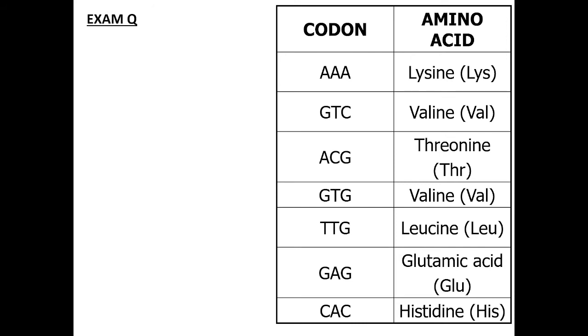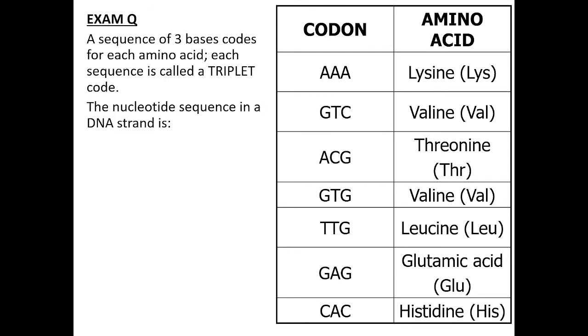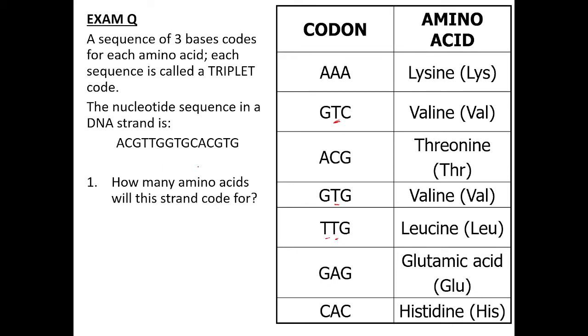So, exam questions. Let's imagine our DNA strand is ACG, TTG, GTG, CAC, GTG. Notice how this codon here has the T's, so we must be referring to the DNA strand, not the messenger RNA right now. So if you had that strand, how many amino acids would it code for? Pause me whilst you do the question, and play me when you've done it.